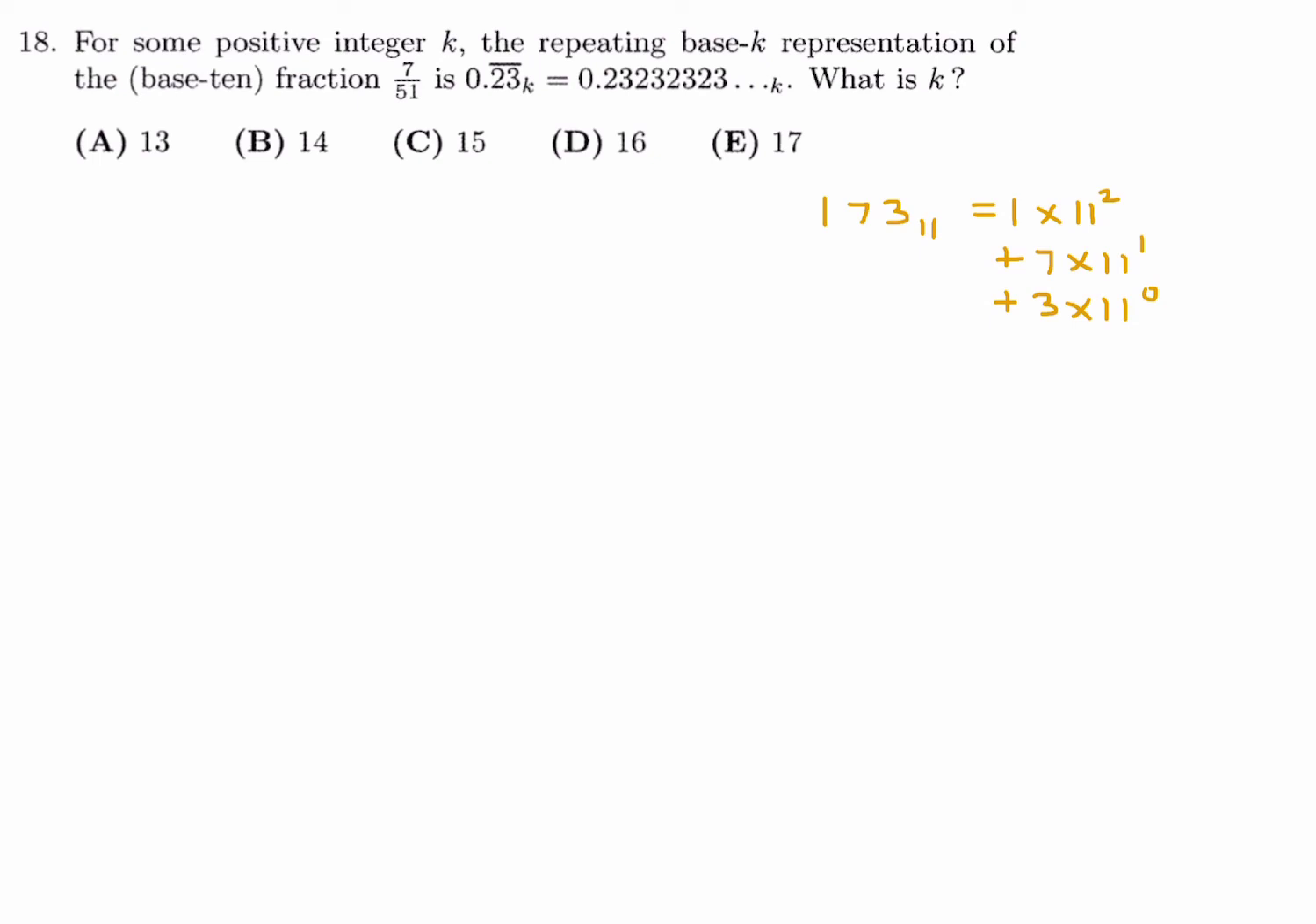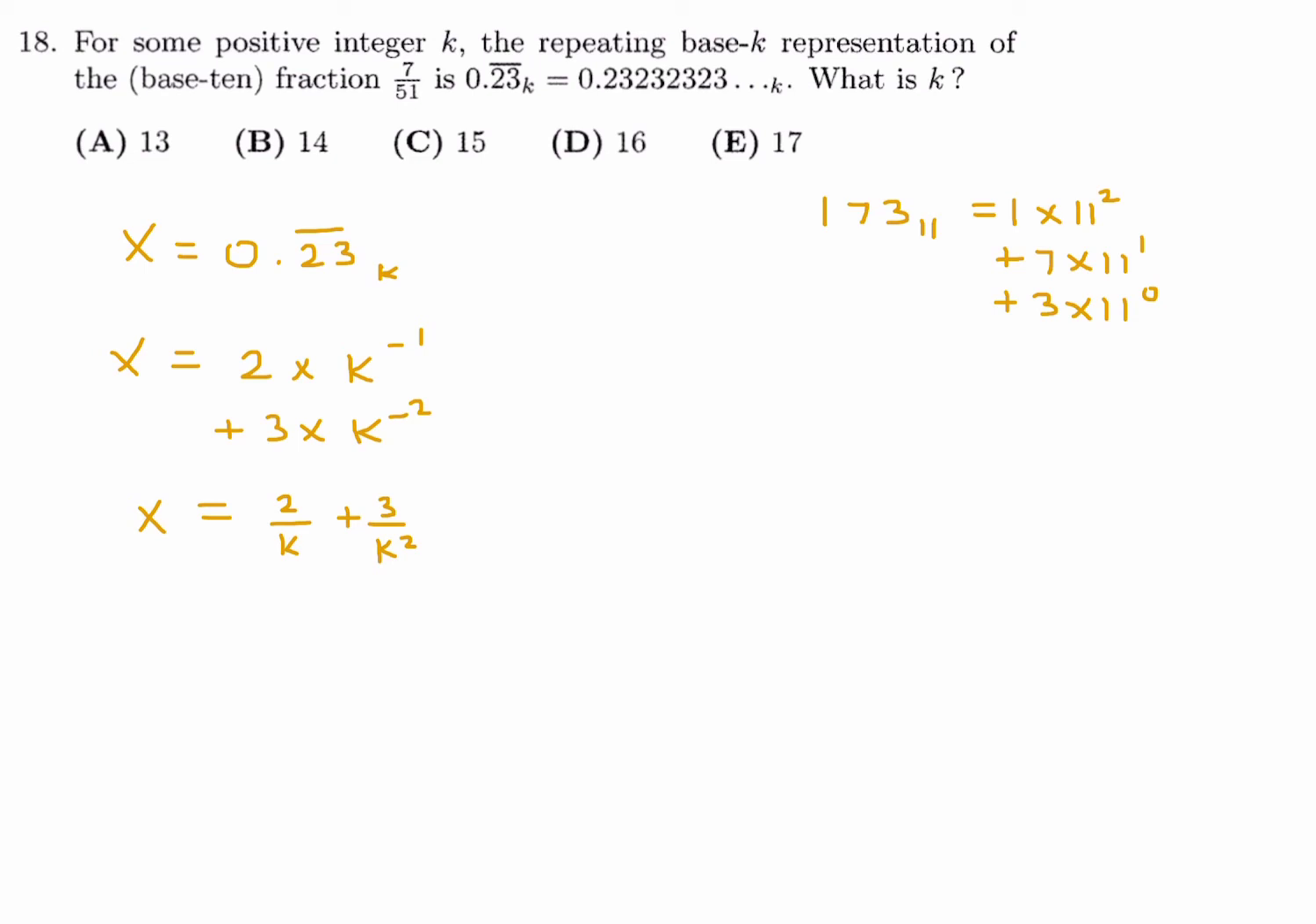Keeping in mind that we have a different scenario here, with k, I'll let x equal this 0.23 repeating in base k. Now I want to expand this the way I did over here, but it's a little different because the numbers are after the decimal point. So it would be 2 times k to the negative 1 plus 3 times k to the negative 2. That means this is 2 over k plus 3 over k squared, and that is x. Let's see if that helps me.